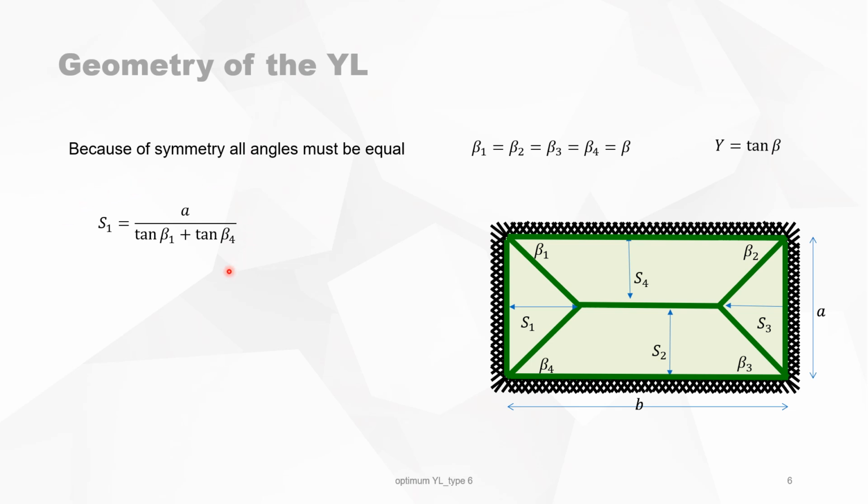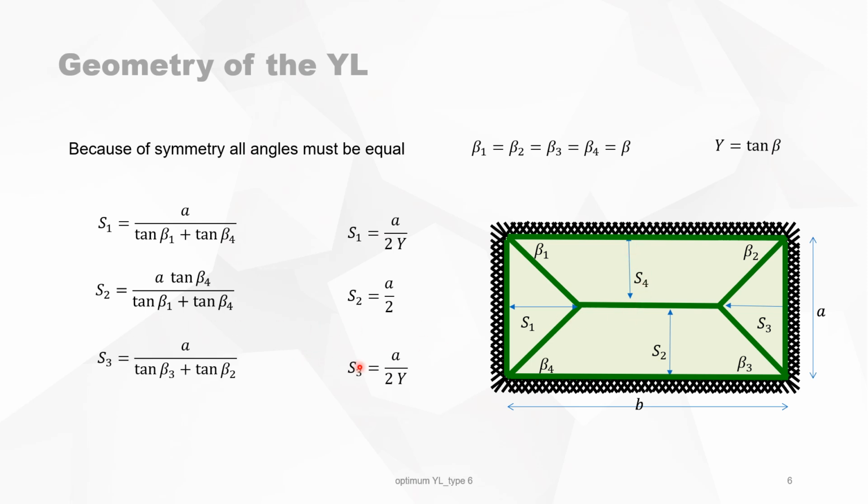We look at the geometric characteristic S1 with this in mind. So we know now that S1 is A over 2y. S2 is, of course, now A over 2. S3 is the same as S1. And S4 is also A over 2, which is quite logical because those angles are all the same. So this must be the midline.